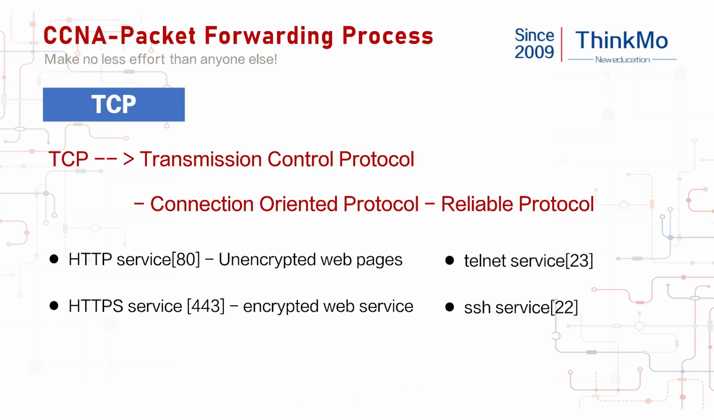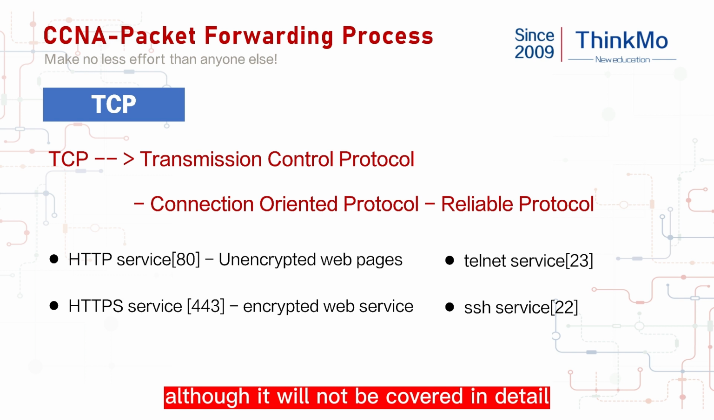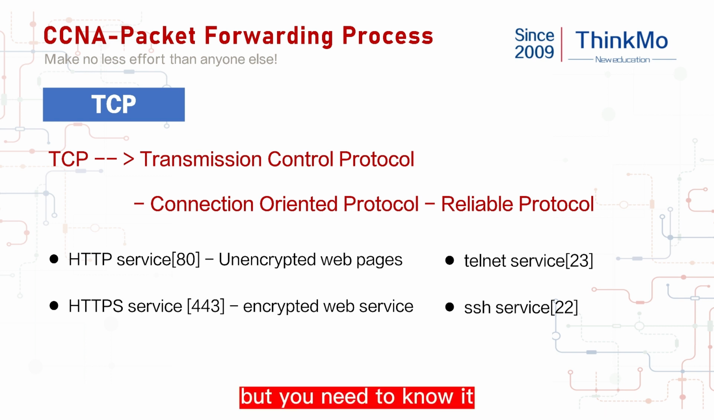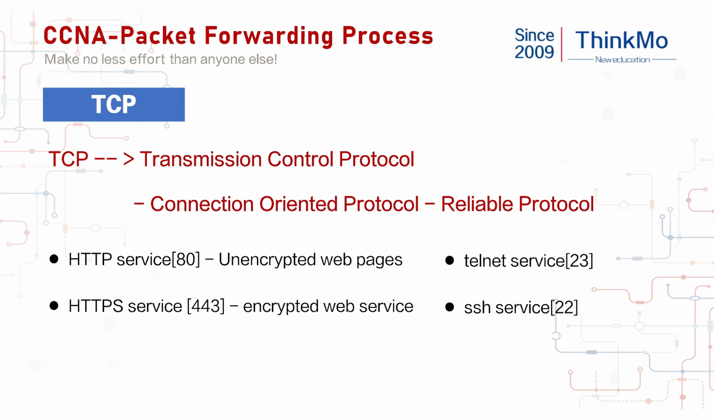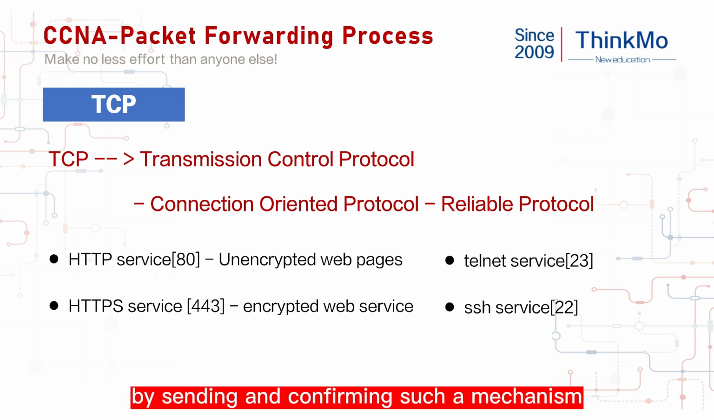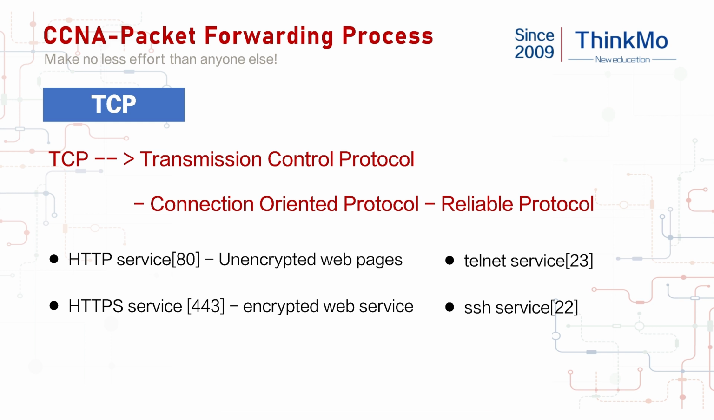Then for TCP, although it will not be covered in detail in the NA stage, you need to know it. It is a connection-oriented protocol. This connection is a logical connection. It is a more reliable protocol, because when the data is sent to the peer, the peer can send a confirmation back to the corresponding source device. By sending and confirming in such a mechanism, it ensures that each message reaches the other party. It's very reliable.